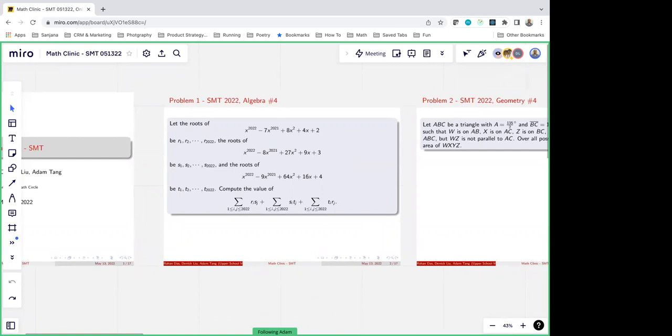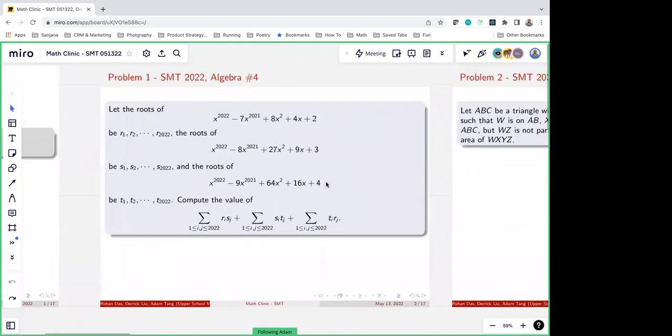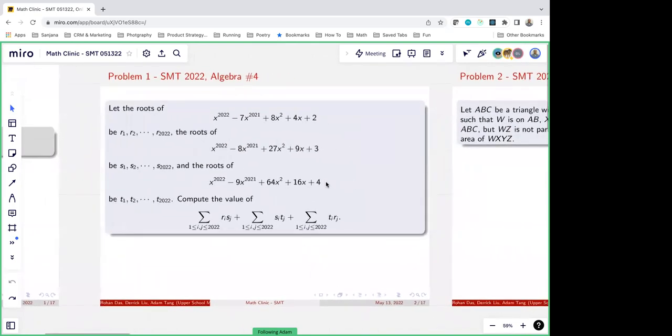So the question gives us 3 polynomials, and they give a bunch of roots. So the r's are going to be roots of this first polynomial here. The s's are going to be roots of the second, and then the t's here. And the question asks, compute the value of this sum of these smaller sums.